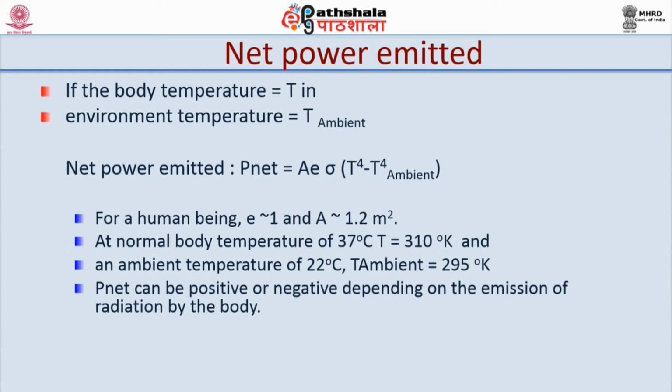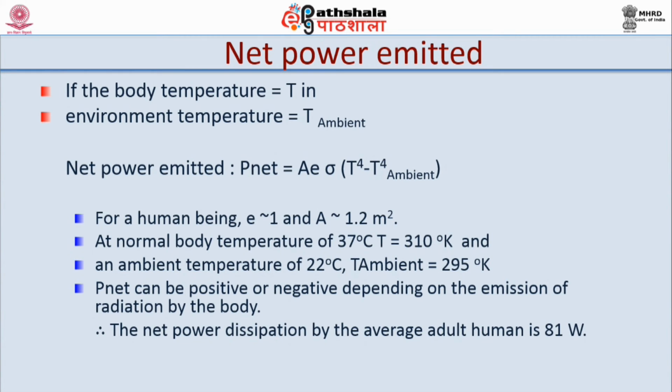For a human being, again we consider 1.2 meter square as the surface area. E is a constant, approximately 1, and the ambient temperature is, say for example 22 degrees, like in an AC room, so it is 273 plus 22, that is 295, and of course the body temperature 37 becomes 310 degrees Kelvin. So, in that condition, P net can be positive or negative depending on the emission of the radiation of the body.